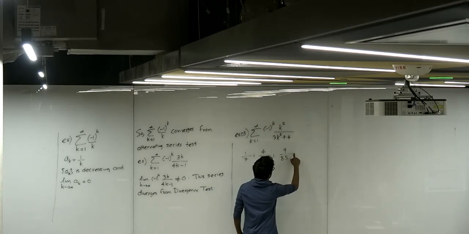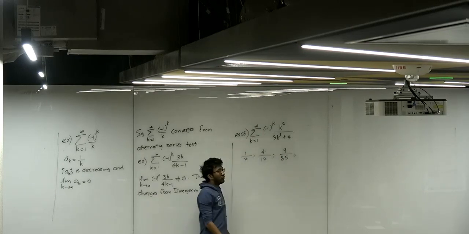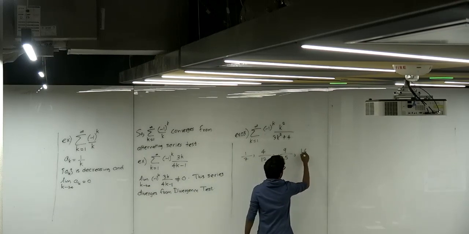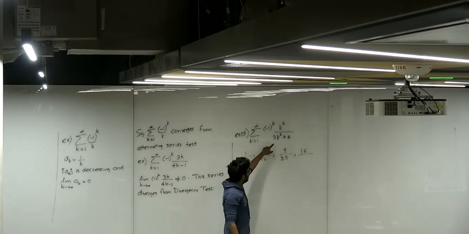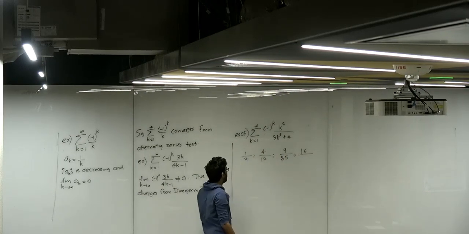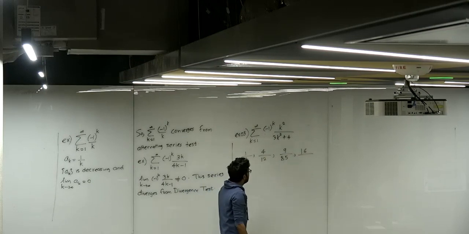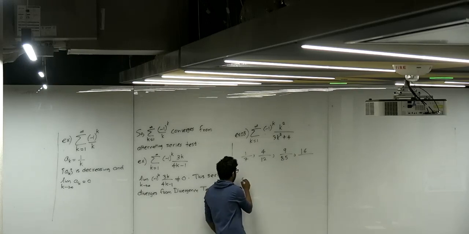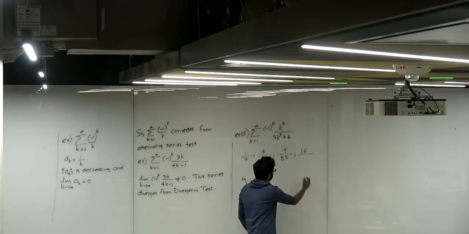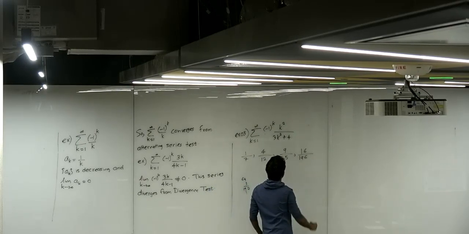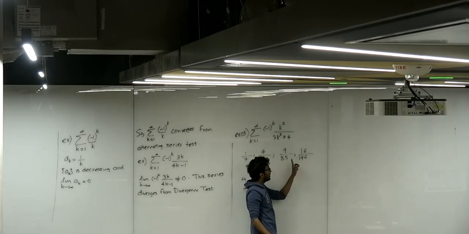What would happen if you substitute 4? You would get 16 in the numerator, and 4 to the power 3 is 64, 64 multiplied by 3 is 192, plus 4 is 196. Now can you see something? It's going to decrease, right?